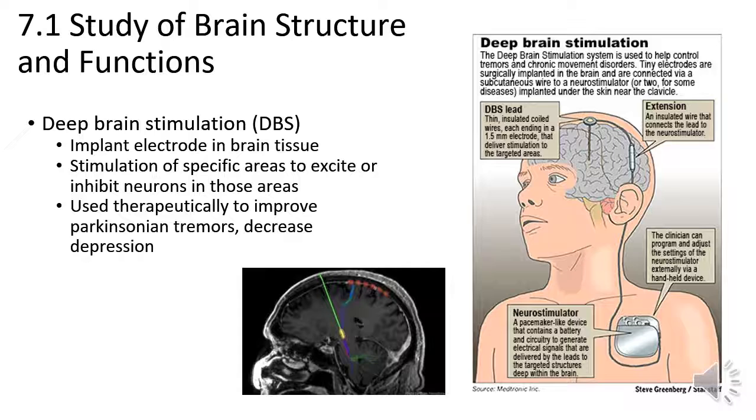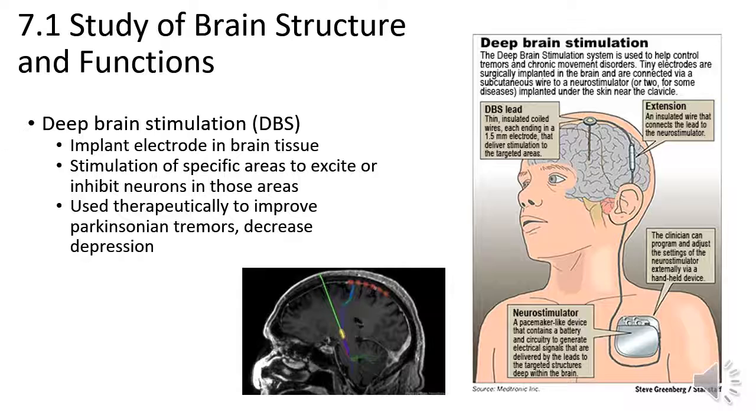Okay, another and slightly newer way of studying the brain is to actually directly stimulate the brain. This is called deep brain stimulation. An electrode is implanted deep in the brain tissue, and it stimulates specific areas to excite or inhibit neurons in those areas based on what the scientist or the physician wants to do.